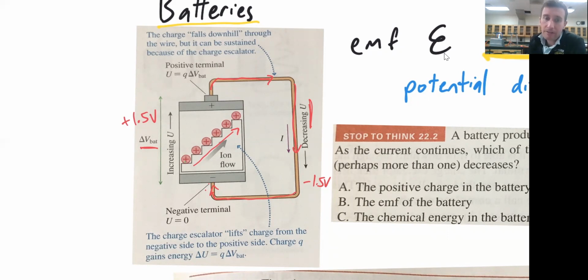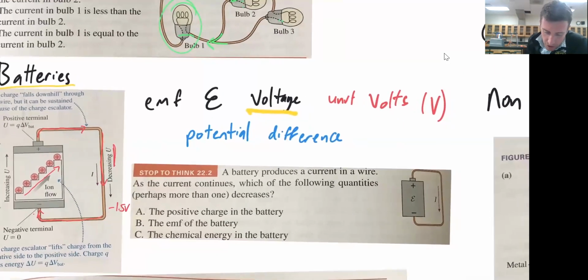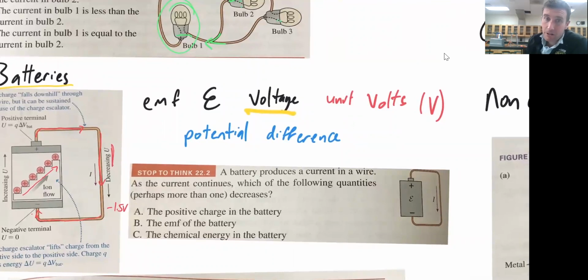So the charge escalator lifts the charge from negative to positive, the charge gains energy, and then it loses the energy through the wire. And that loss of energy through the wire is why the wire would get hot. All right, so we call that voltage, but you can also call it EMF if it's through a battery. And for EMF, they use the script E. We're going to see voltage, or V, a heck of a lot more often. So I'm going to say that really the variable is going to be V, although your textbook will sometimes use the script E for EMF. And the unit there is volts. And that is the potential difference.